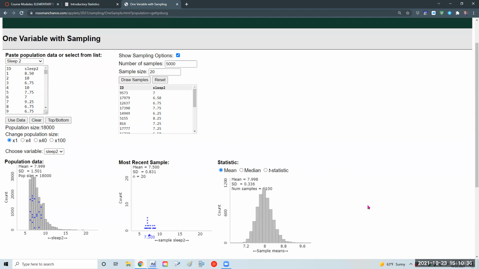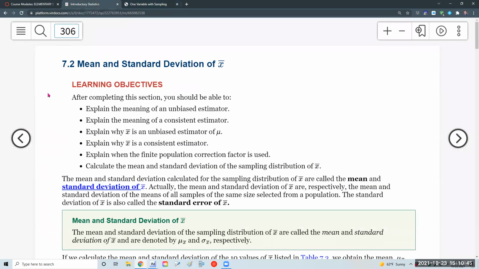Now, none of these facts are actually coincidental. In fact, they're going to be results of what's called the central limit theorem. All right, let's talk about the first two properties of the central limit theorem here. 7.2.